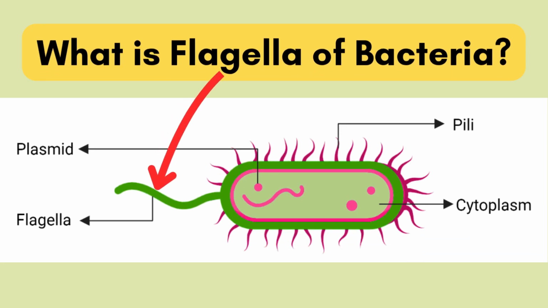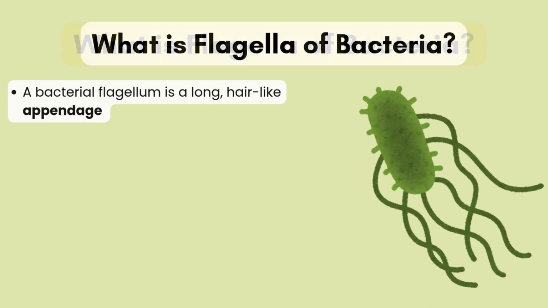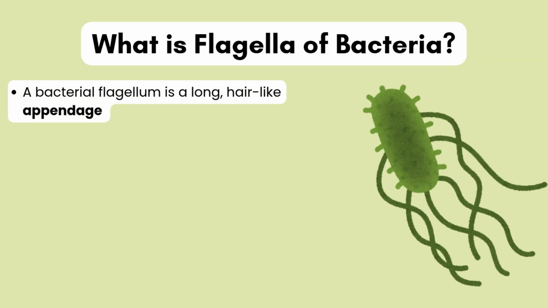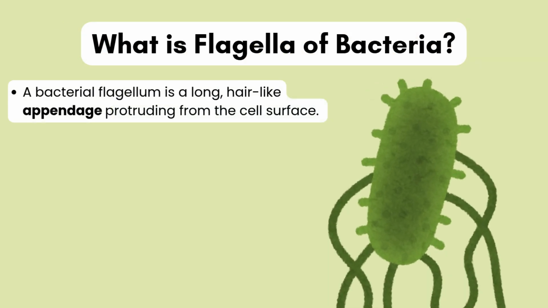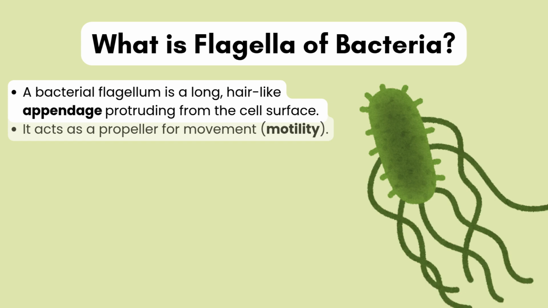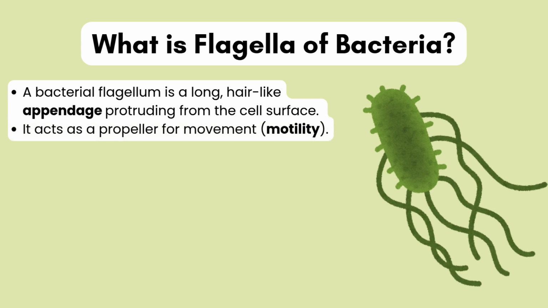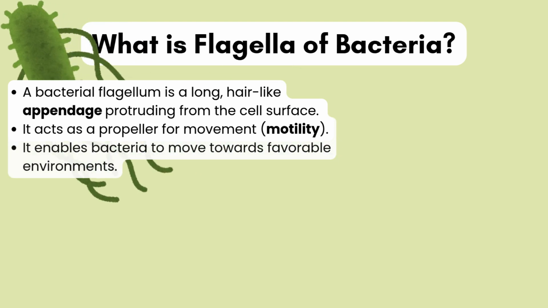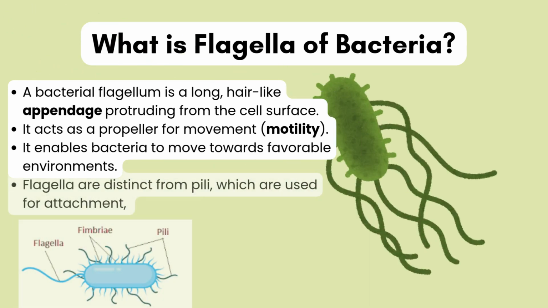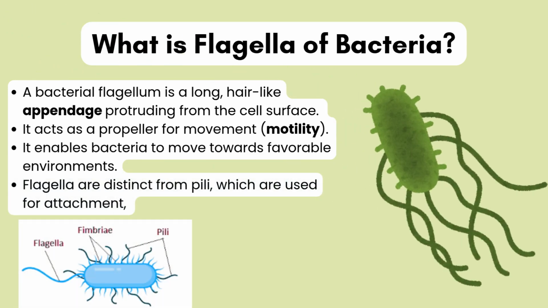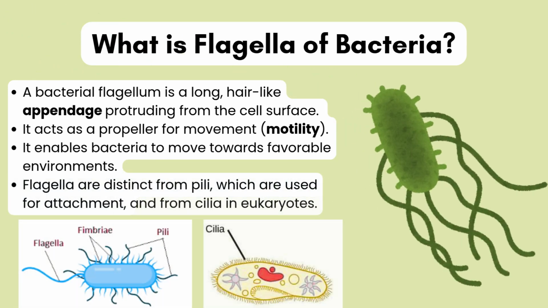What are flagella of bacteria? A bacterial flagellum is a long hair-like appendage protruding from the cell surface. It acts as a propeller for movement, bacterial motility. It enables the bacteria to move towards favorable environments. Flagella are distinct from pili, which are used for attachment, and from cilia in eukaryotes.